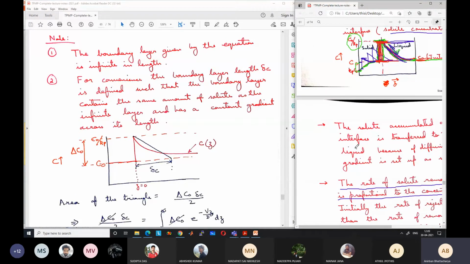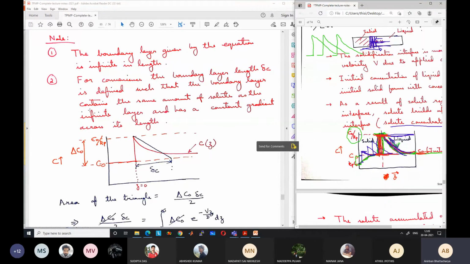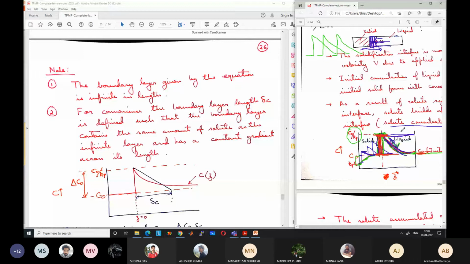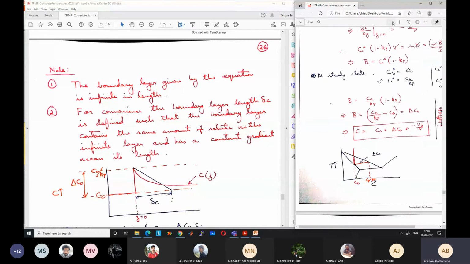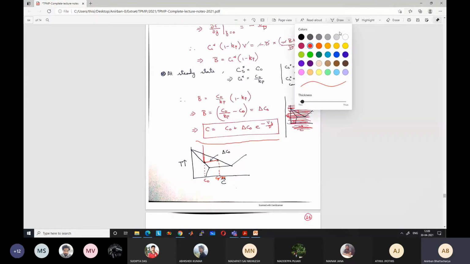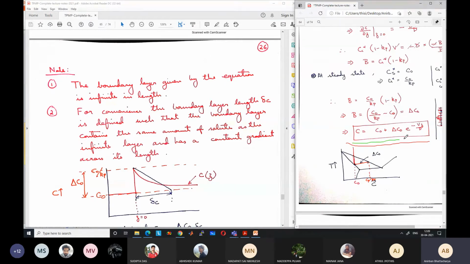So let us go through some details, okay, about our solution. Let me just change the color. About this solution. The boundary layer given by the equation is infinite in length. Okay. So only at infinity this value goes to C0. So we have an infinite boundary layer theoretically. Obviously in real life there will be a boundary on the right hand side, where the domain will end. But the theoretical boundary layer is infinite because we have started with the assumption that we have an infinitely long length.